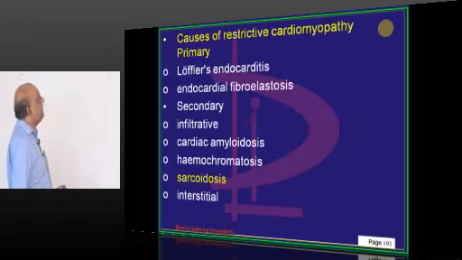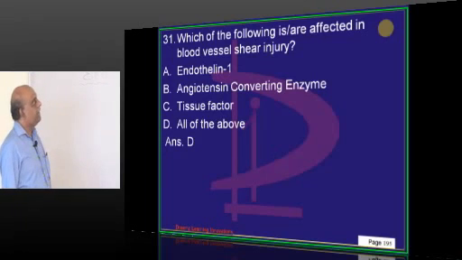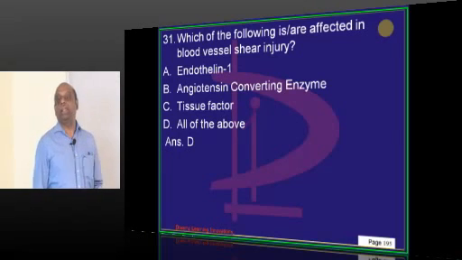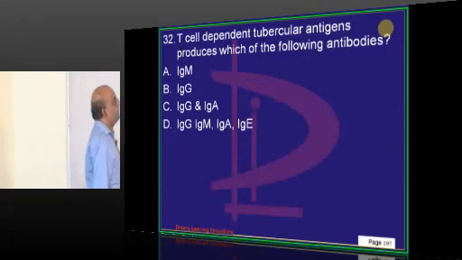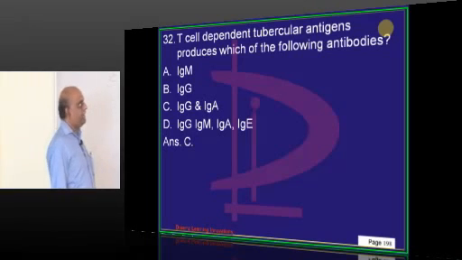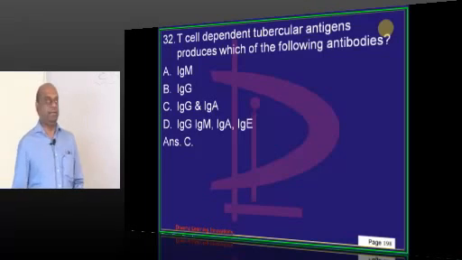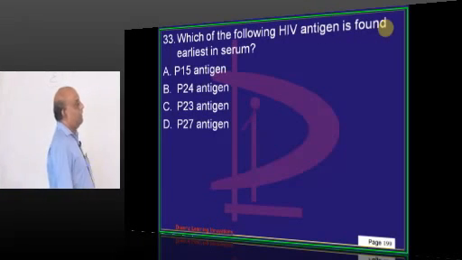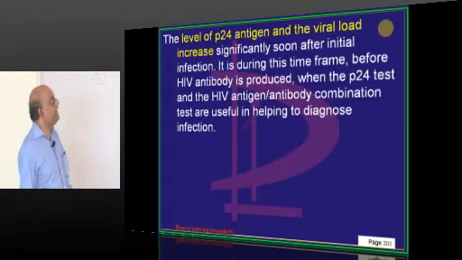Amyloidosis typically leads to development of a restrictive cardiomyopathy. Now, the tissue factor and endothelin 1 are all the ones which are typically affected in the cascade of reactions that occur in shear injury. Now, T cell dependent antigen and tubercular antigens, IgG and IgA are the ones which are stimulated. P24 antigen is the one which appears very early.